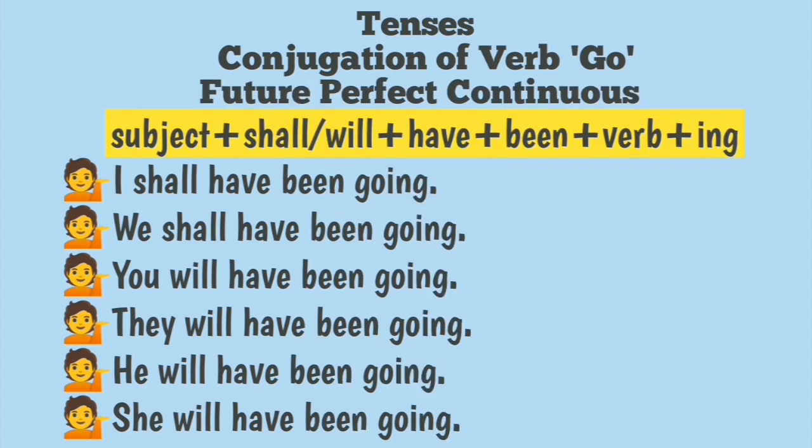Now, future perfect continuous tense. Sentence construction: subject plus shall or will plus have plus been plus verb plus ing. Examples: I shall have been going. We shall have been going. You will have been going. They will have been going. He will have been going. She will have been going.